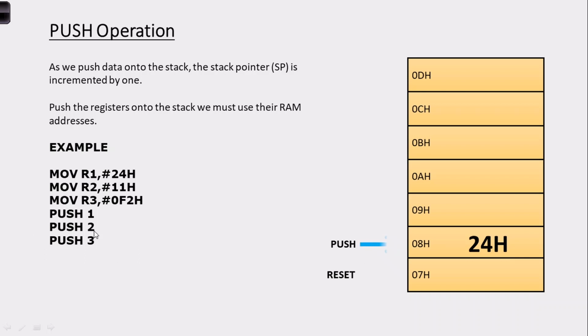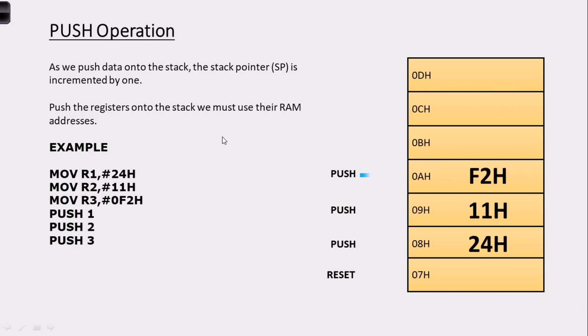Now if I call push 2, what will happen? Push 2 in the sense, this is the address location. Now it is going to increment, and the contents of R2 will be written in 09 hexa. Now if I call push again, it is going to be incremented, and then the contents of that particular register is going to be written over here.